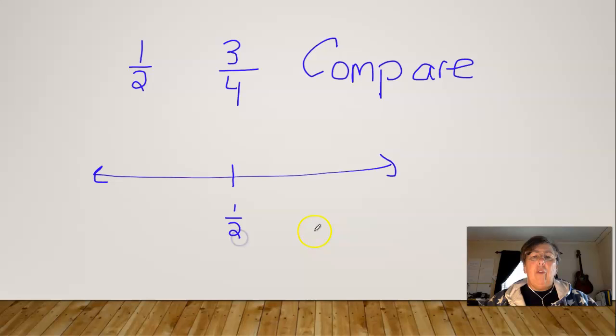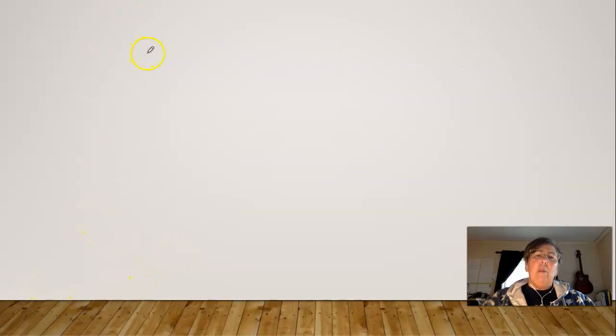Okay, so now let's take our fractions and think about it. Well, the first fraction I have is 1/2, so that's going to sit right about here. The second fraction I have is 3/4. Well, that's probably going to sit right about here. So very easily you can see, oh, 1/2 is smaller than 3/4. 1/2 is less than 3/4. And that's a really easy one to look at. Sometimes they're not that easy, but they can be.